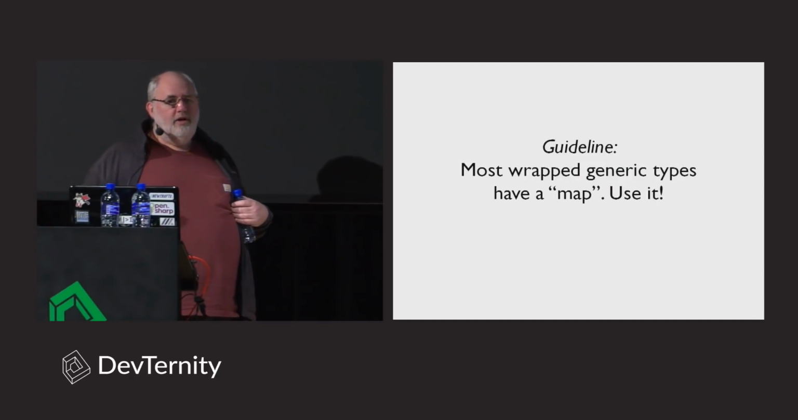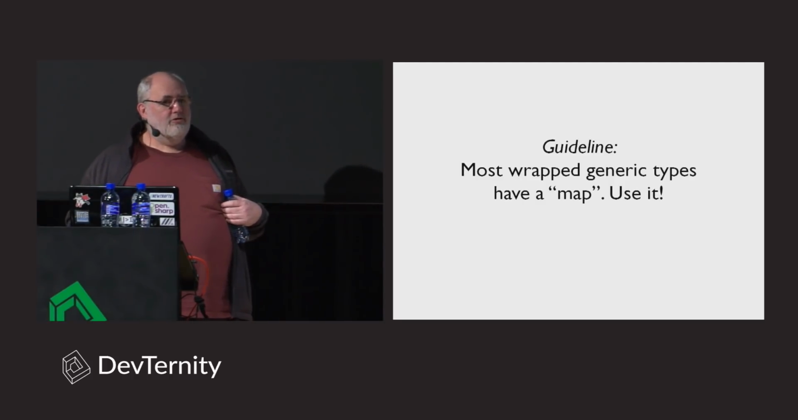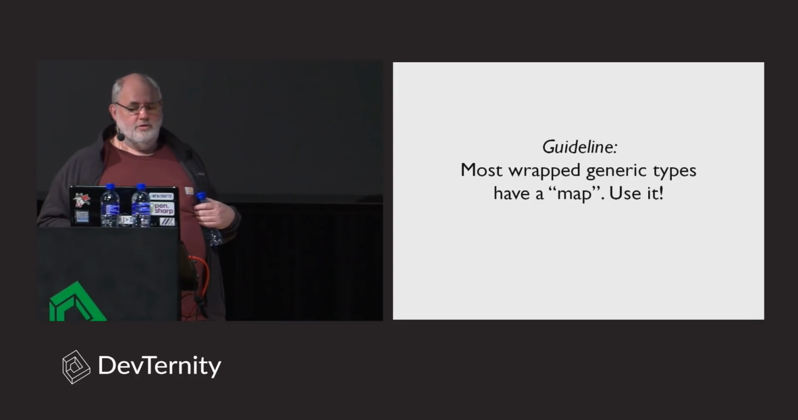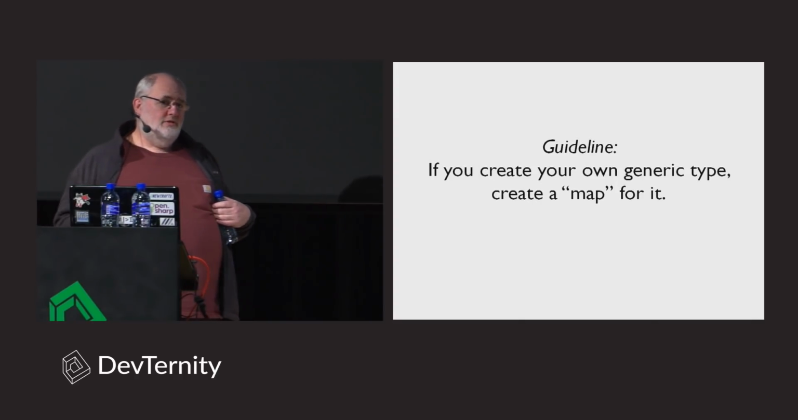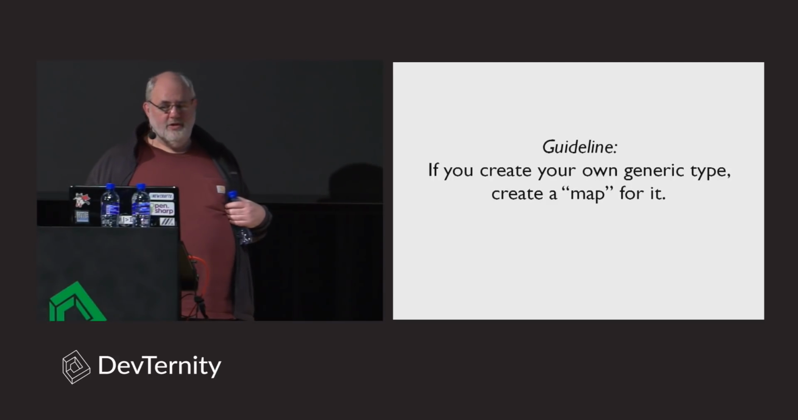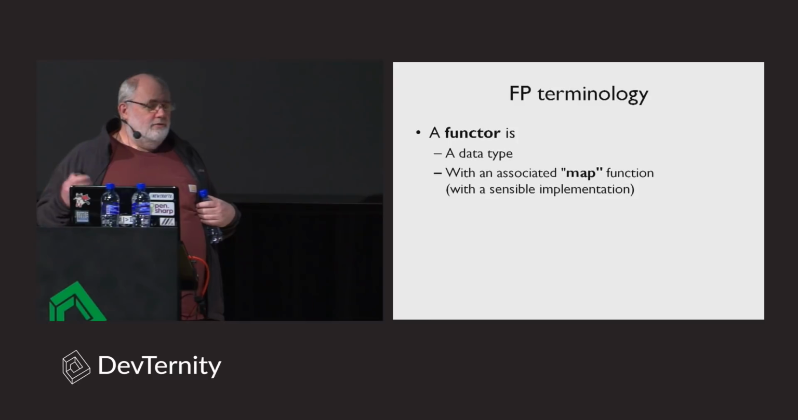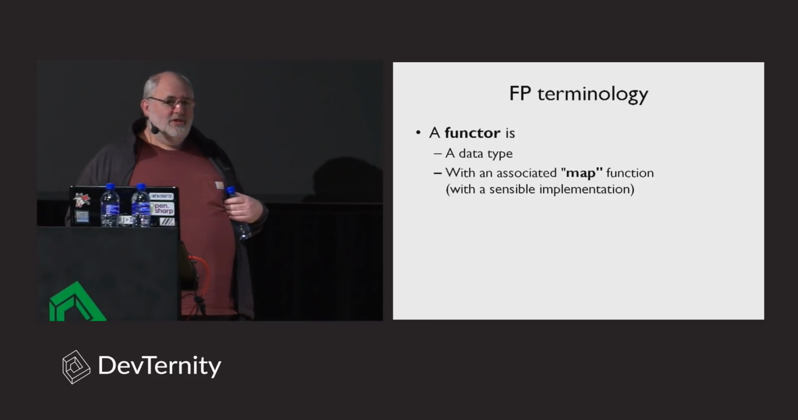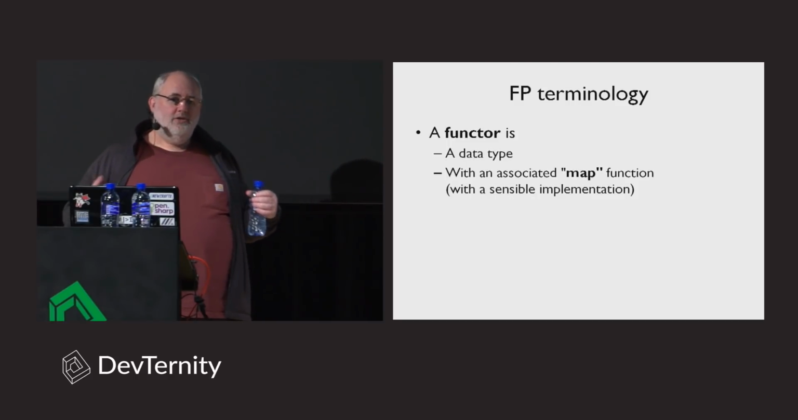So most wrapped generic types, options, and lists and so on, they have a map function associated with them, and really try and understand how to use it, because it's going to save you a lot of time. And if you write your own generic types, do write a map function for them, because that will save other people some time. And the functional people have a word for this too. They call this a functor. So another bit of jargon. So a functor is, again, a data type like an option or a list or something, and it's got a map function along with it. So that's all a functor is.